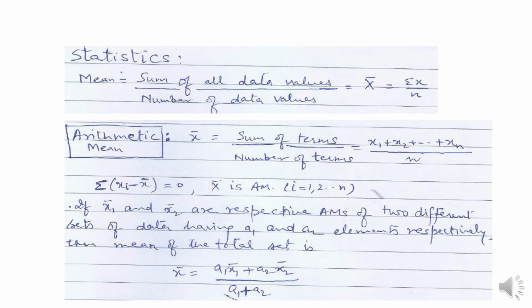So sum of all data values upon number of data values means how many students are there or how many numbers are there, means one student got 10, another got 15. So how many of them are there, that is the number of data values. So x bar, this is the standard notation we have. X bar is sigma x, means summation of numbers upon number of students will give you the mean. We call it the arithmetic mean.